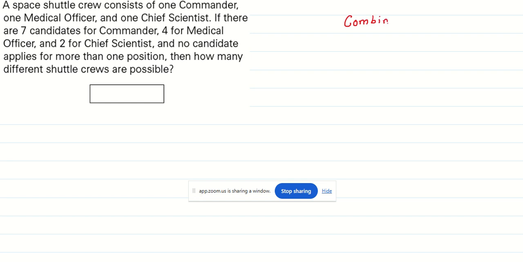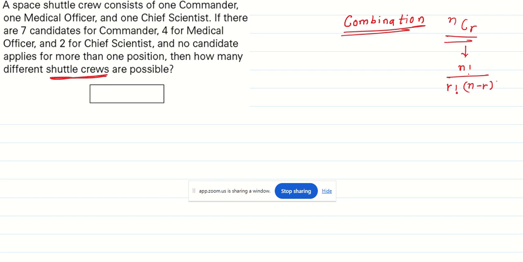Why is it a combination? Because this question refers to the team, the crew members. We are talking about a group, which means combination for sure, so I have to use nCr. What is the nCr formula? n factorial divided by r factorial into (n minus r) factorial. Correct? Okay.